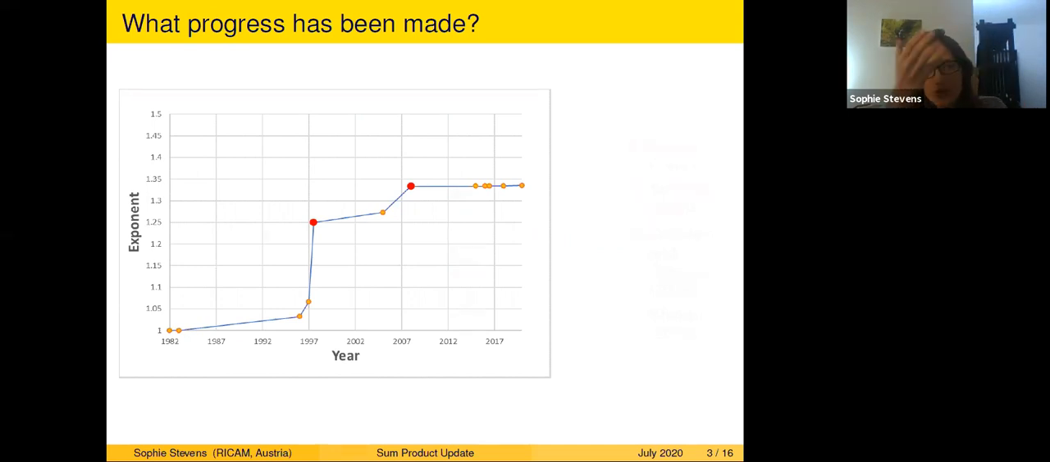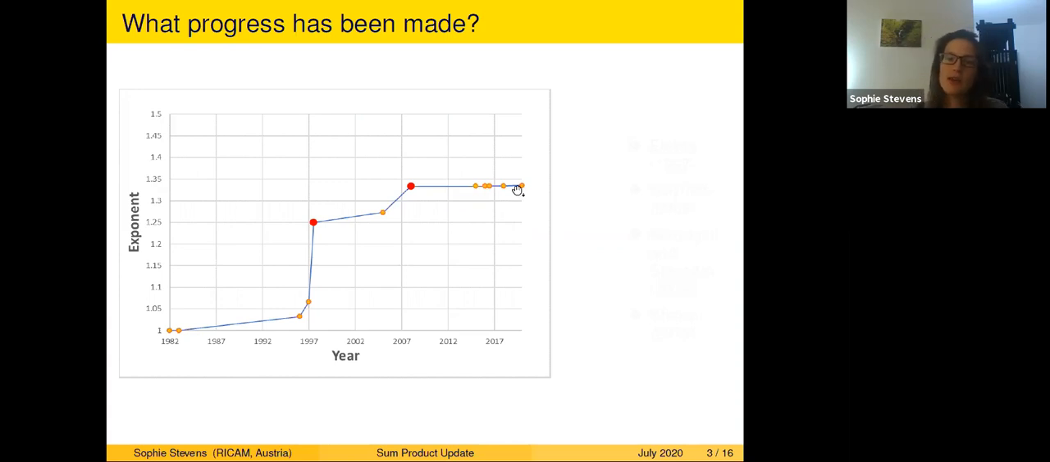So time on the bottom, the exponent is at the top, and what's a reassuring thing is that our line is going up, our progress is furthered. But there are really two things I'd like you to notice from this slide. And the first thing is what's happening on the y-axis. So the y-axis stops at 1.5. And actually, the progress stops quite a way before 1.5.